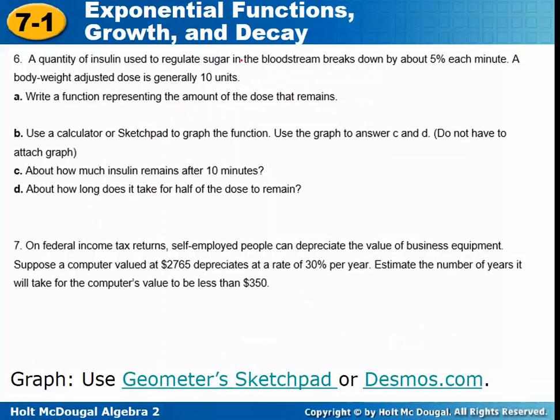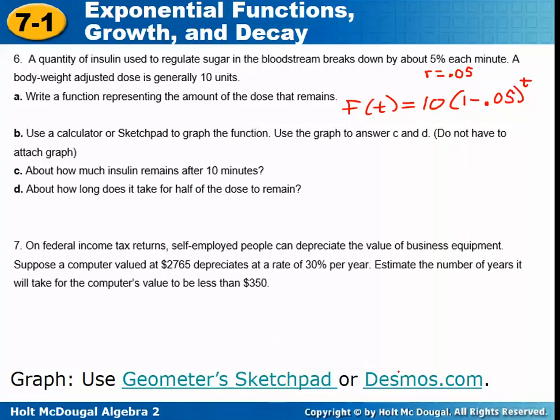A quantity of insulin used to regulate sugar in the bloodstream breaks down by about 5% each minute. A body weight adjusted dose is generally 10 units. Write a function representing the amount of the dose that remains. So our function of time is going to be equal to the amount that you start with, which they said was generally 10 units. Now, is this decreasing or increasing? It's breaking down, so it's going to be decreasing, and it's decreasing by 5%, which we need to change to a decimal, like this. So here's your function.